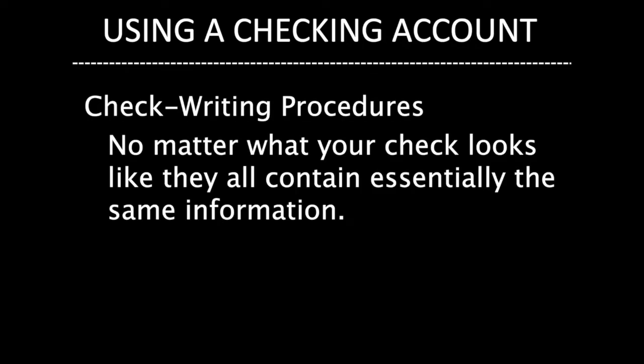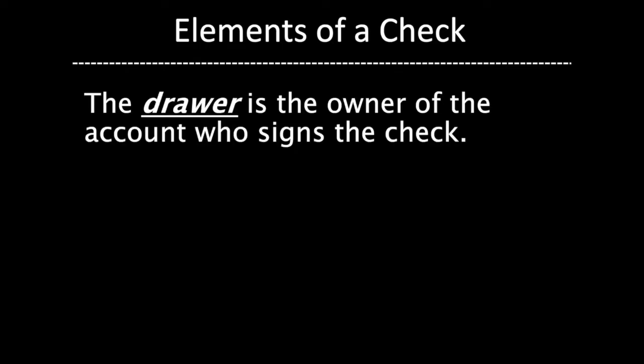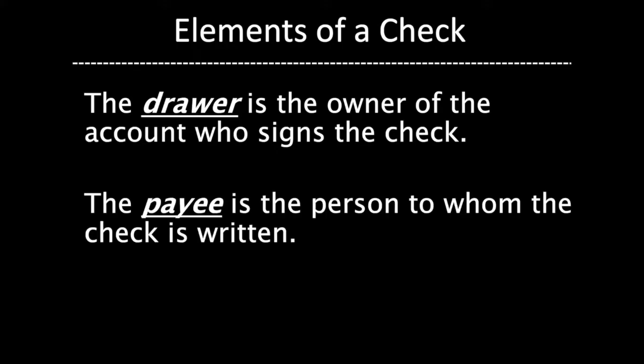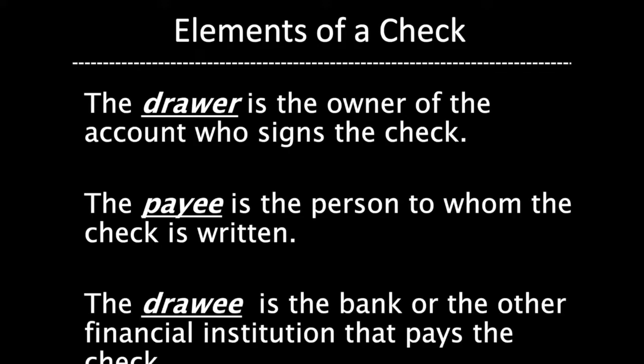Some checks are light blue or green in color. Others have a picture of a forest, a sports team logo, an inspirational quote. No matter what they look like, all checks contain essentially the same information. 3 parties are shown on each check. The drawer is the owner of the checking account. It's the person who signs the check. The payee is the person to whom the check is written. And the drawee is the bank or the other financial institution that pays the check.